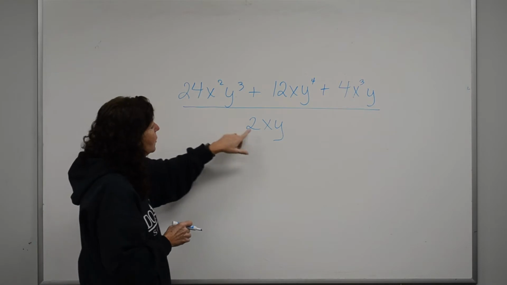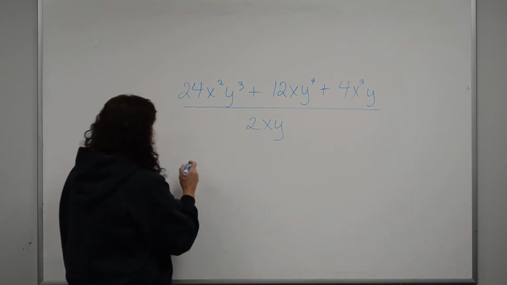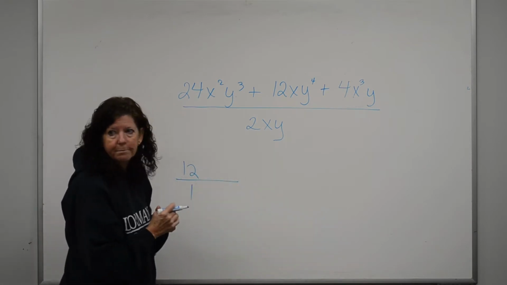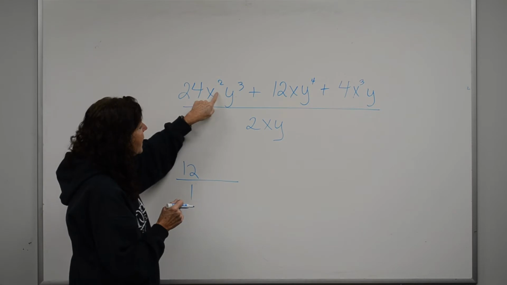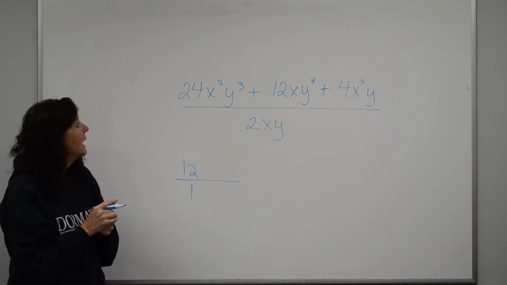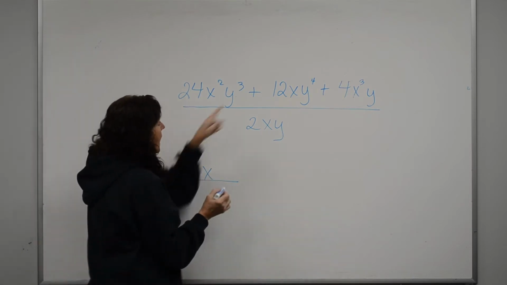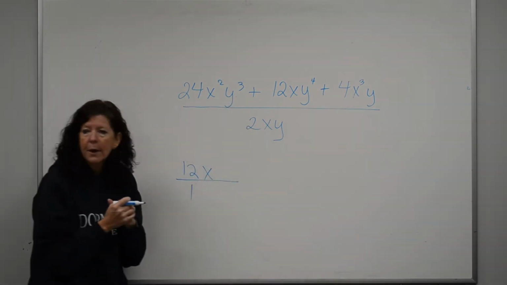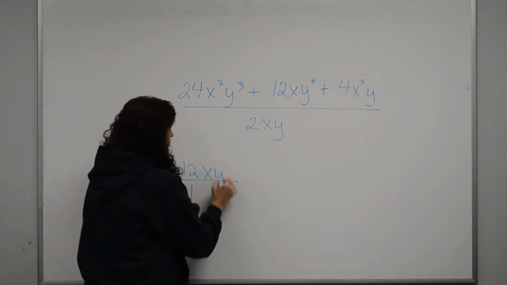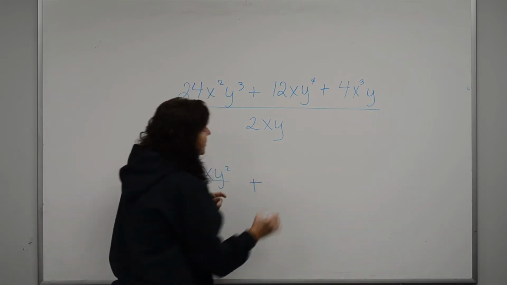Okay? 24 over 2 reduces to 12 over 1. So I've got a 12 on the top, and I've got a 1 on the bottom. Then I have x squared and I have an x. So what do I have? And is it on the top or the bottom? Top. Okay? I have a y cubed and a y. What do I have? Y squared, and top or bottom? Top. Okay. So I have that. That's the first term. Then I move on to the next term.